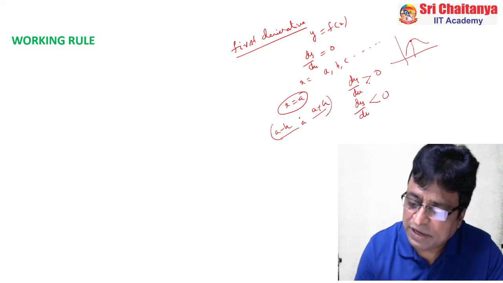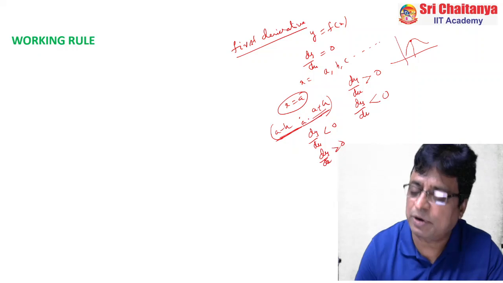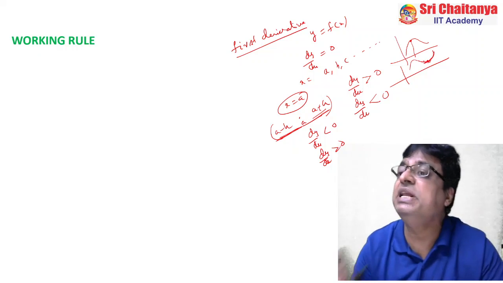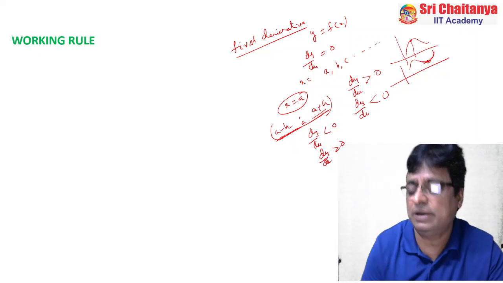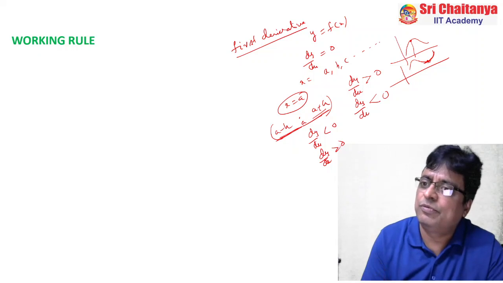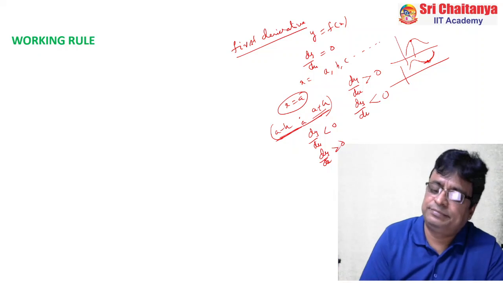Or whenever dy by dx is less than 0 in the left neighborhood of a and dy by dx is greater than 0 in the right neighborhood of a, that means the situation is like this. Then in this case we can say that the function has minima, local minima. So this is about the first order derivative test.